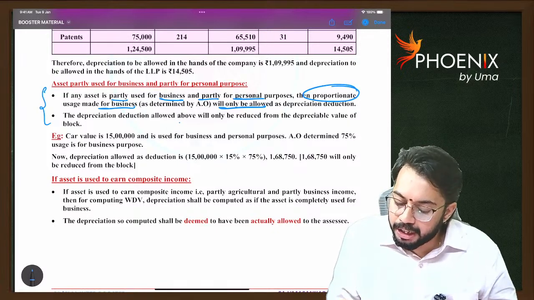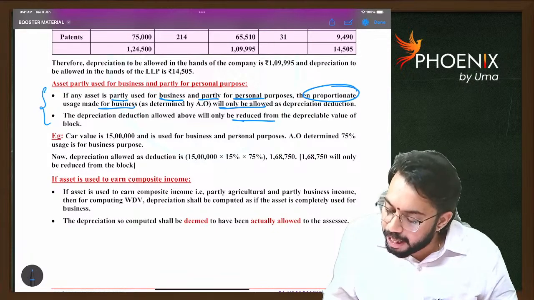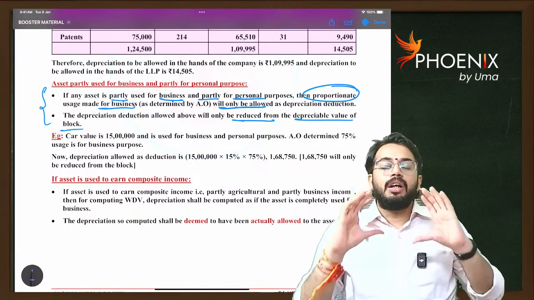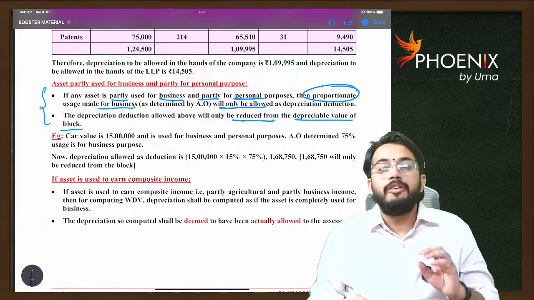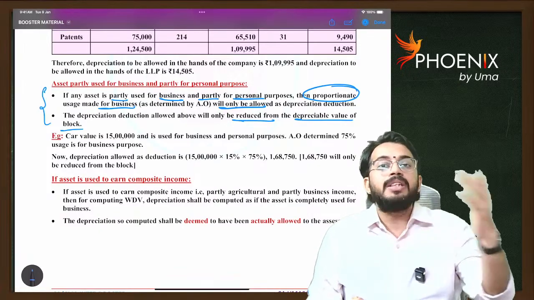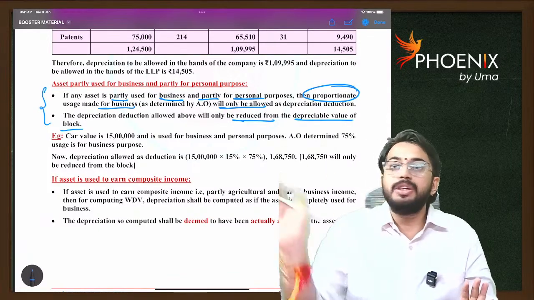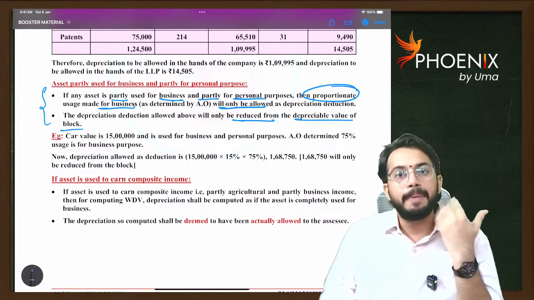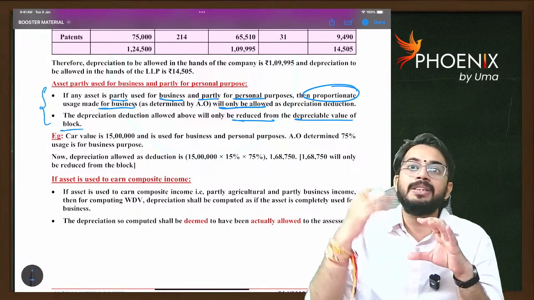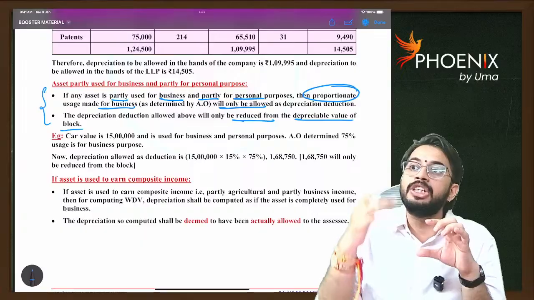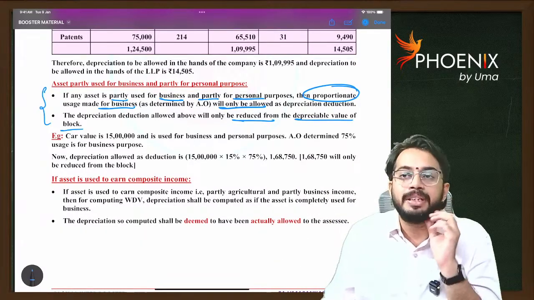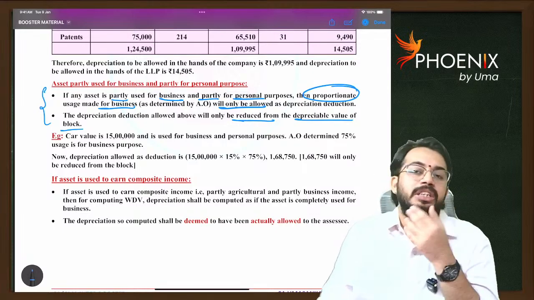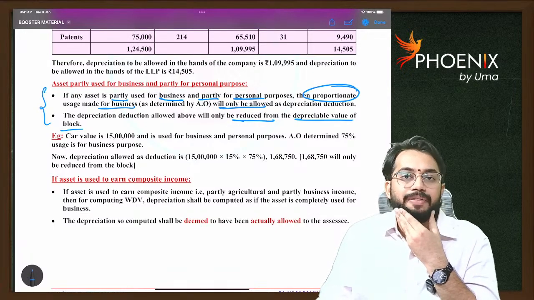The depreciation deduction allowed above will only be reduced from the depreciable value of the block. See, car is there. I have given an example. 30% used for business, 70% used for personal purpose. Then we will calculate depreciation on car. 70% of the depreciation is disallowed. Only 30% of depreciation is allowed as expenditure in P&L account, and only 30% of depreciation will be reduced from the written down value of the block.